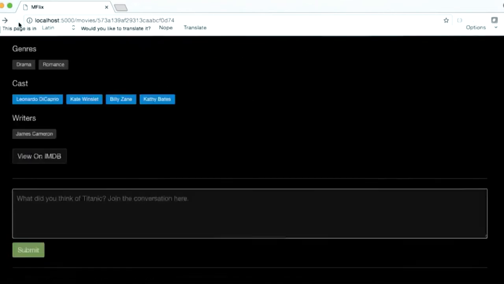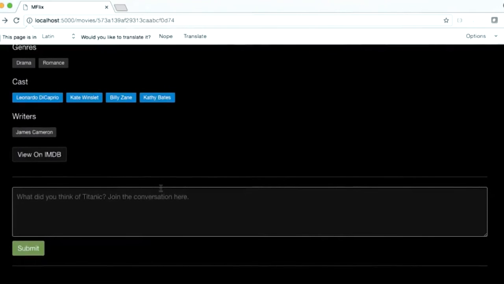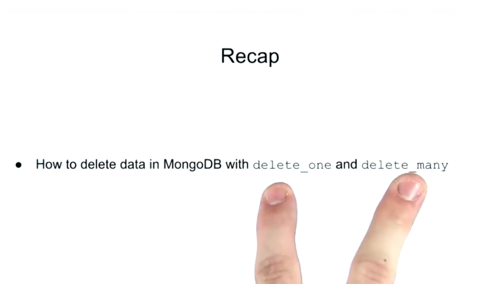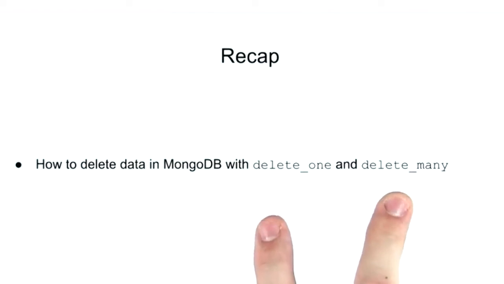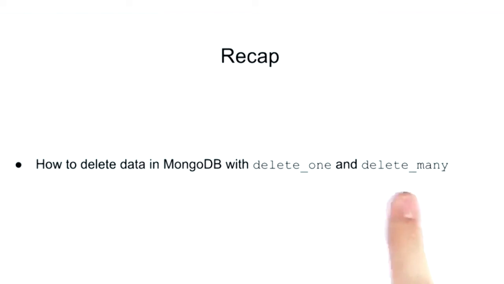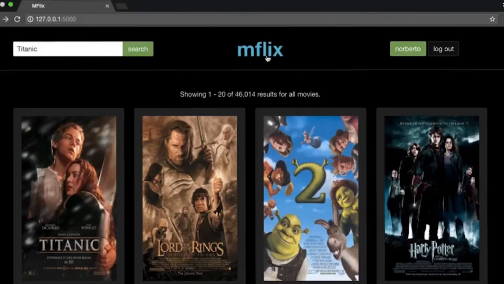All of our comments are still here, but when we refresh the page, you can now see that there are no more comments, which is exactly what we would expect. So let's recap what we learned in this lesson. We learned that there are two methods for deleting documents in MongoDB. They both act very similar to find one and find, but they're called delete one and delete many. They accept a filter expression just like find would, but instead of returning documents, they actually end up deleting them.